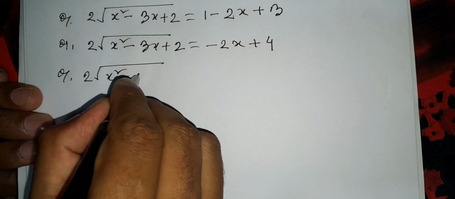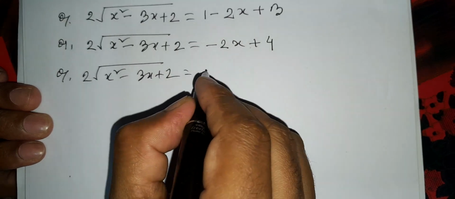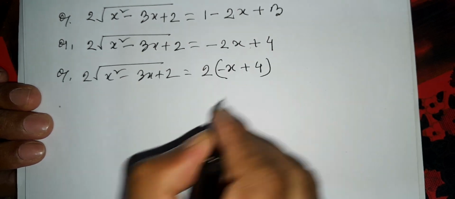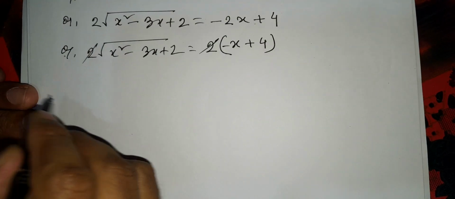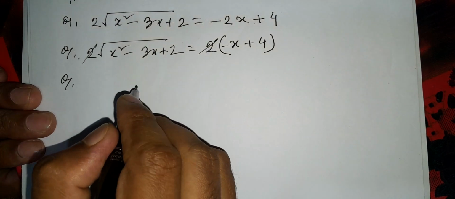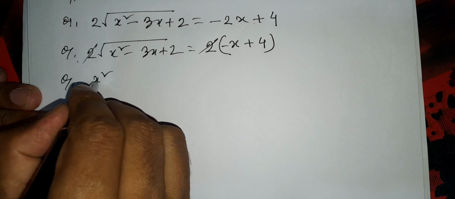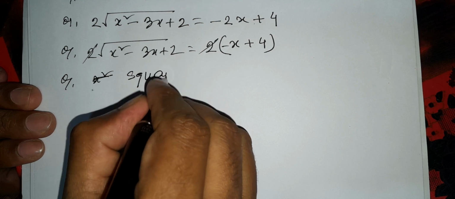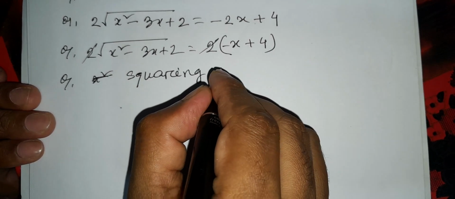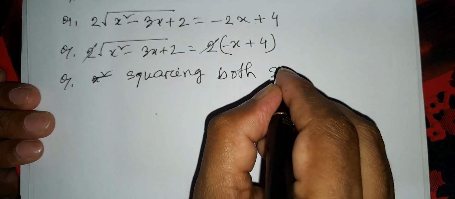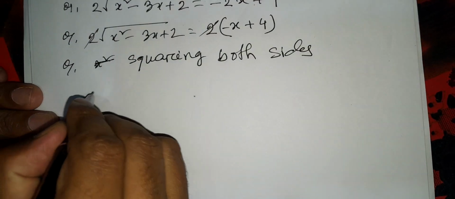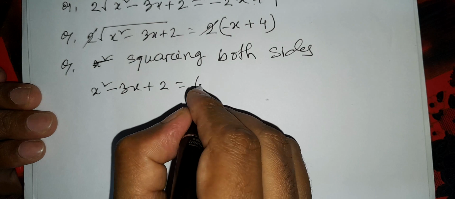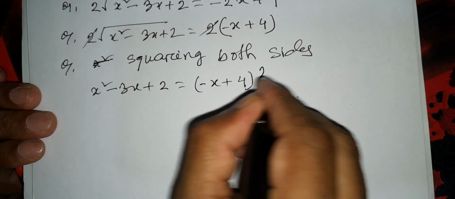Now we write x square minus 3x plus 2 common here, 2 minus x plus 4, 2 and 2 cancelled, and squaring both sides we get x square minus 3x plus 2 equal to minus x plus 4 all square.